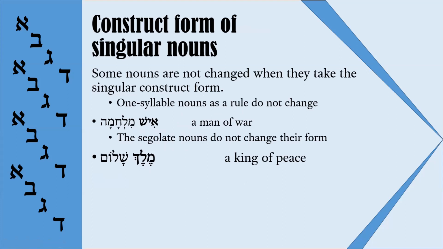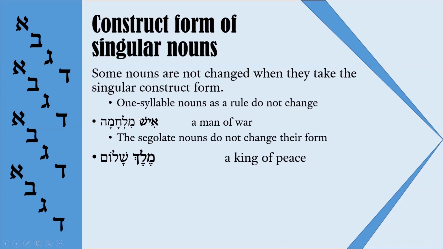When we speak about singular nouns, we can see that some words do not change. They remain the same, so their construct form and their absolute form are the same. For example, 1-syllable nouns usually do not change, and they do not change if they have matres lectionis, like here. Do you see ish? So ish would be the same form for absolute and for construct. This expression milchama means war. So ish milchama means a man of war.